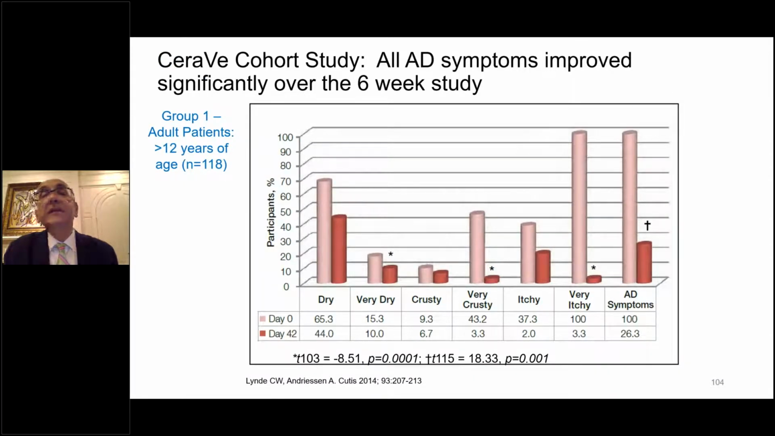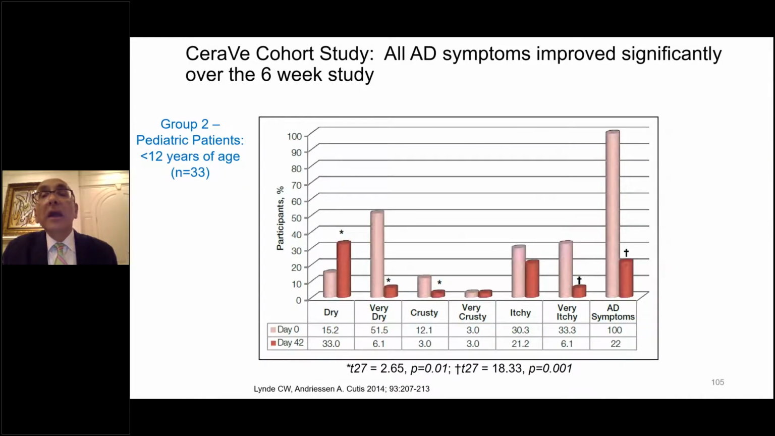And basically in both cohorts, group 1 was the adult patients older than 12 years of age, and you can see that group 2 was the pediatric patients. All their AD symptoms improved. That's really the bottom line. And remember, this is without any treatment.